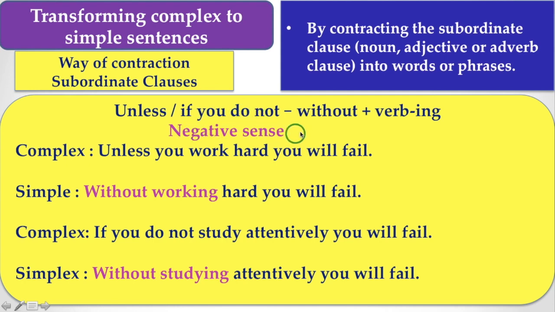So while transforming the sentence into a simple one, you have to carry this negative sense as well. Here is an example for you: Unless you work hard, you will fail. Without working hard, you will fail. Here you find without working hard, verb plus ing. You have to use an ing verb in order to make it a simple sentence.